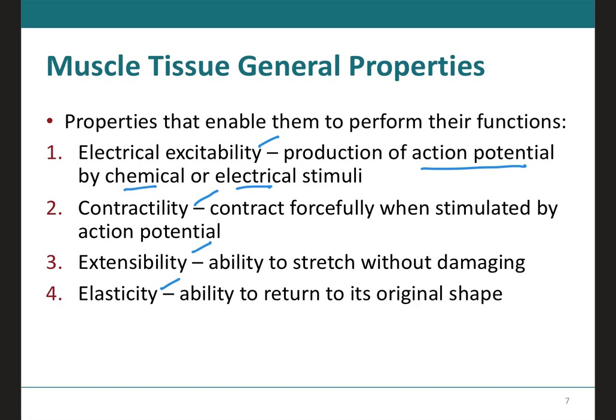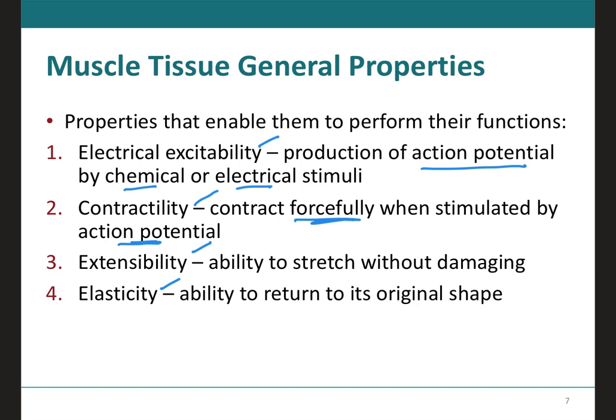With regards to contractility, this is going to be the ability of the muscle to contract forcefully when adequately stimulated by an action potential. When a muscle contracts, it will then generate a tension, which is the force of contraction, while at the same time pulling on its attachment points. For there to be a movement of an object, the tension generated has to be great enough to overcome the resistance of the object to be moved. So if the resistance is overcome, the muscle fibers will shorten and movement will occur.